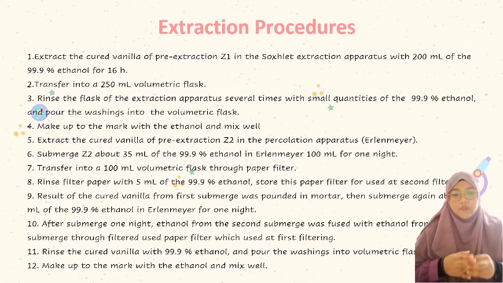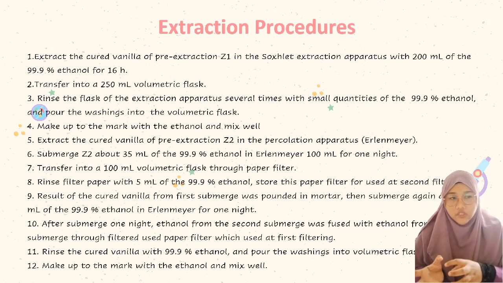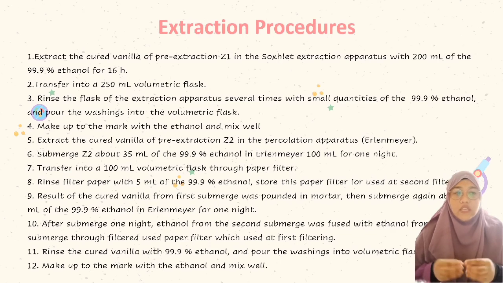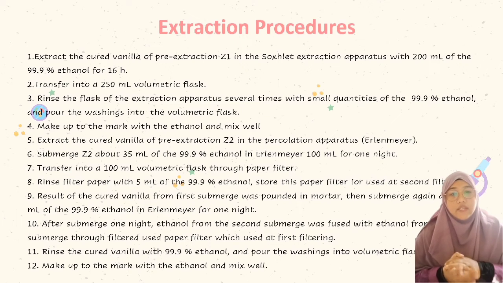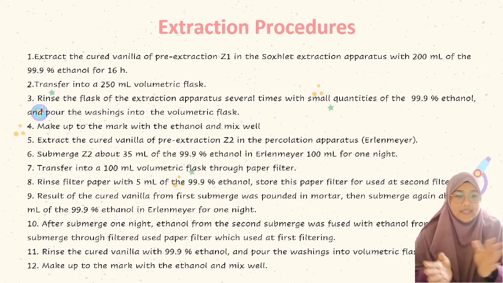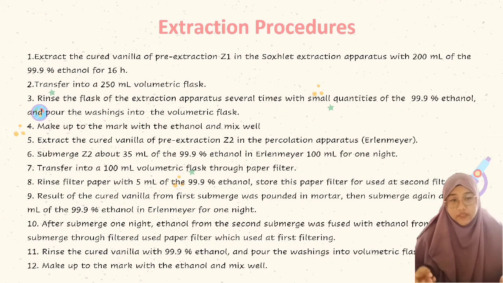Extraction procedure. First, extract the pure vanilla by extraction in the Soxhlet extraction apparatus with 200 ml of ethanol for 60 hours. Then transfer it into a 250 ml volumetric flask. Rinse the flask of the extraction apparatus several times with a small quantity of ethanol and pour the washing into the volumetric flask. Make up to the mark with ethanol and mix it well.